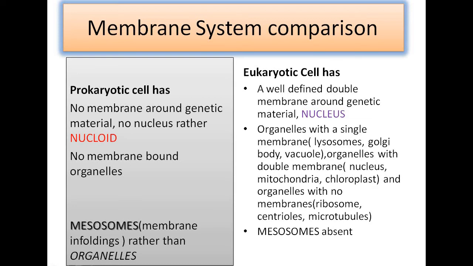Plus they have organelles that can be singly membrane bounded, or they can have a double membrane or none at all. Organelles with a single membrane are lysosomes, Golgi apparatus or Golgi bodies, and vacuoles. Organelles with a double membrane include the nucleus, mitochondria and chloroplasts, and organelles with no membranes include centrioles, ribosomes and microtubules. Then there is a difference of mesosomes. Mesosomes are nothing but membrane enfoldings which can be seen in prokaryotic cells but not in eukaryotic cells.